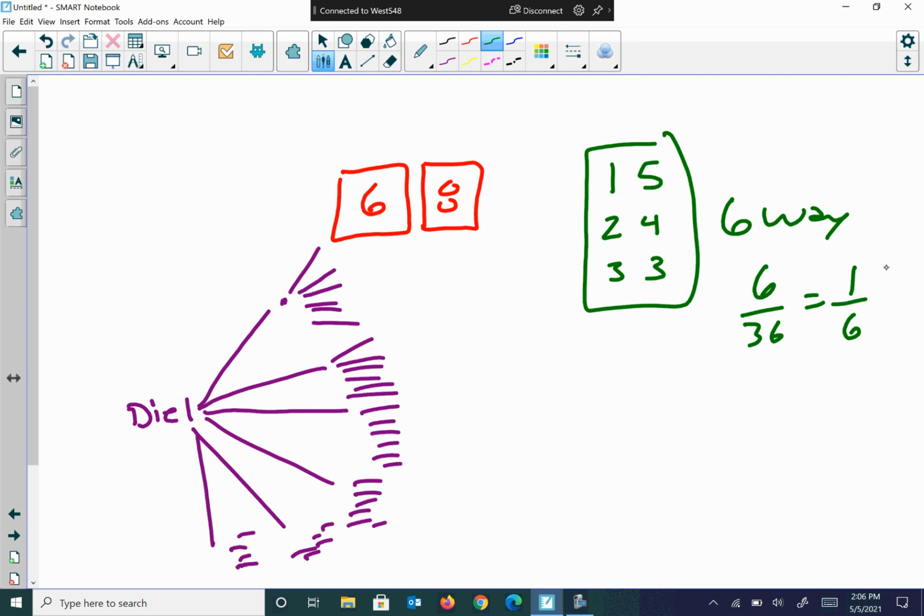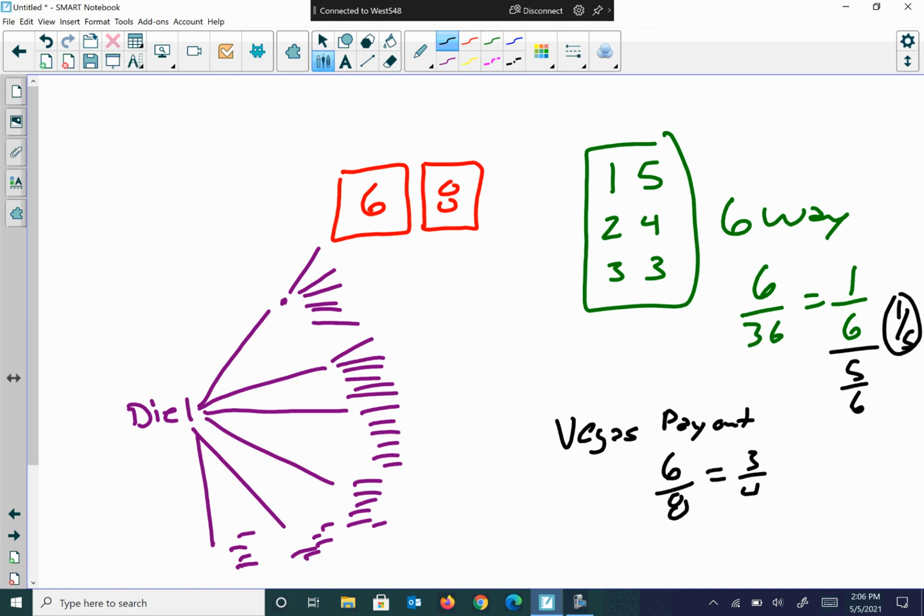So if you were at a table in Vegas and bet $1 on a six to win six, the odds aren't in your favor. This is the Vegas payout. Actually, let me change the odds. This should change to 5/6, so your odds are truly 1 in 5. So bet one to win five. The Vegas payout is they do this: bet six to win eight, which is basically bet three to win four.